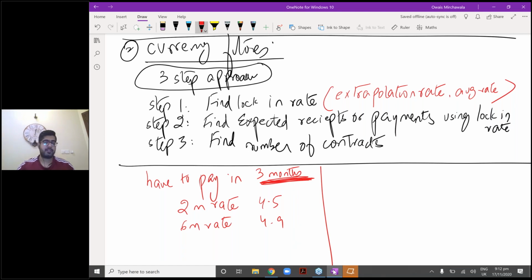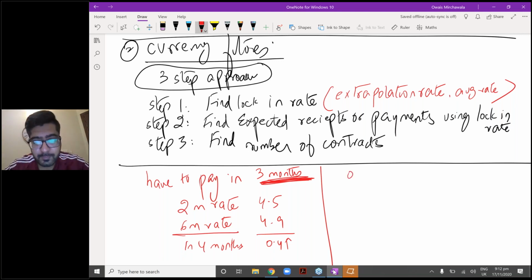If a 3-month rate is given, fine. But if you are given a 2-month rate and a 6-month rate, the 2-month rate is 4.5, the 6-month rate is 4.9, you need a lock-in rate or an average rate. How will you get it? Let's suppose the 2-month rate is 4.5 and the 6-month rate is 4.9. What is the trend? Rising or falling? Rising. 4.5 to 4.9. In how many months? It's rising by 0.4 in 4 months. So if it's rising by 0.4 in 4 months, it's rising by 0.1 per month.